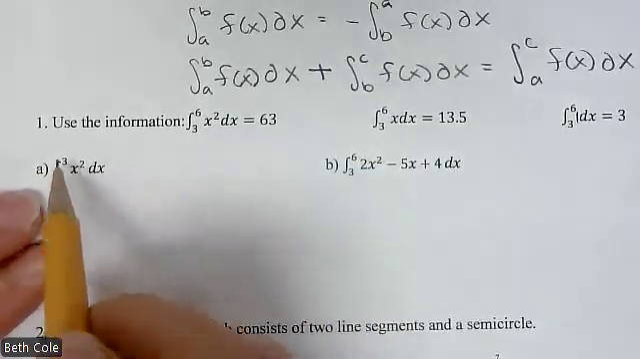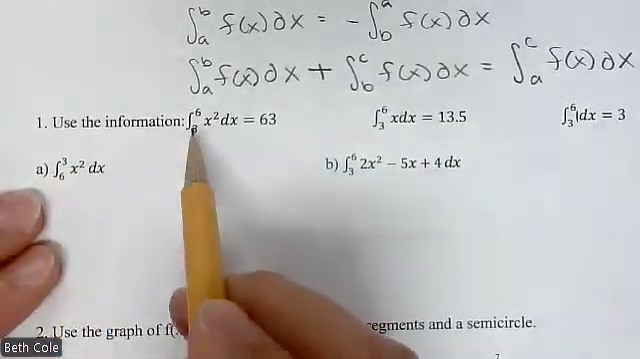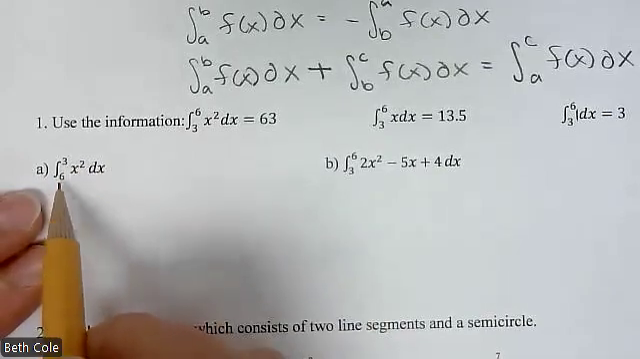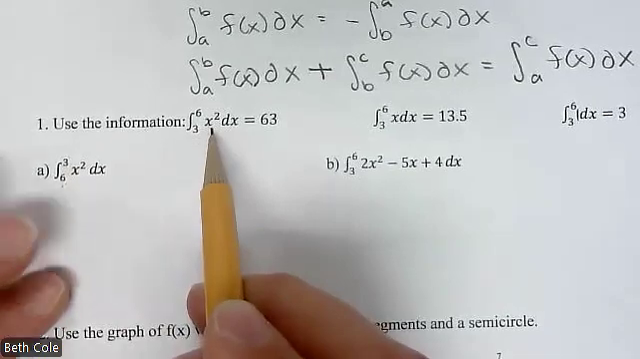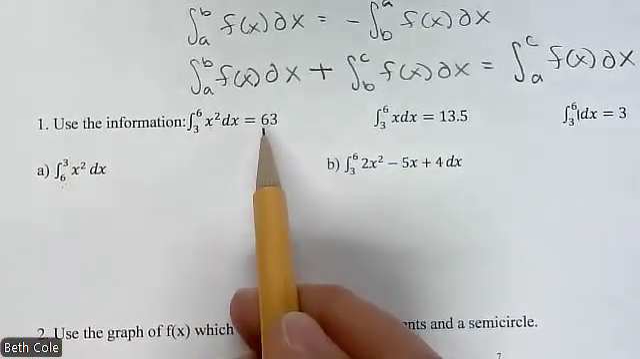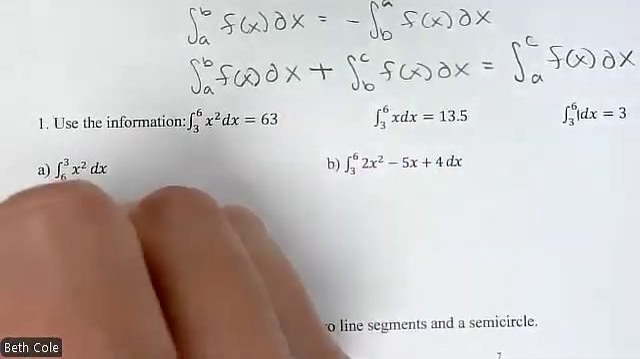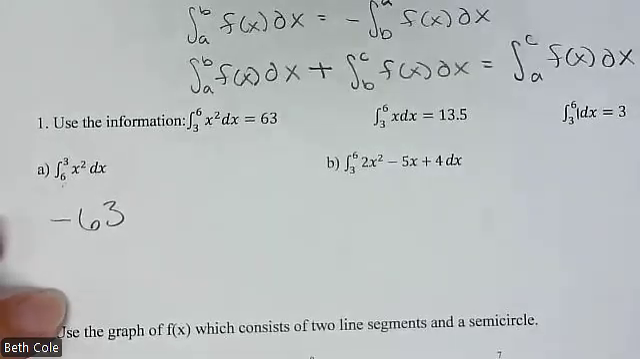So what did we do with the boundaries on A? Instead of 3 to 6, now it's 6 to 3, and it's with the x squared. So you're looking at this one. So any thoughts? What do you think? Just negative 63. You just went the other direction.